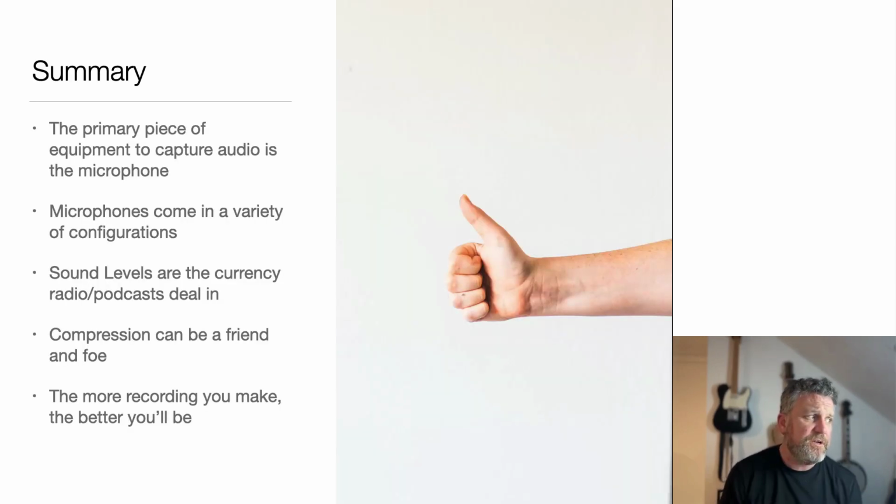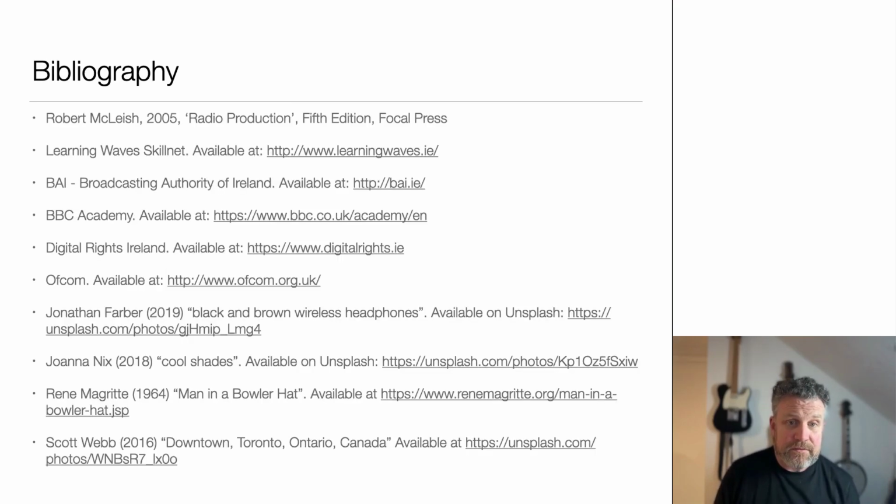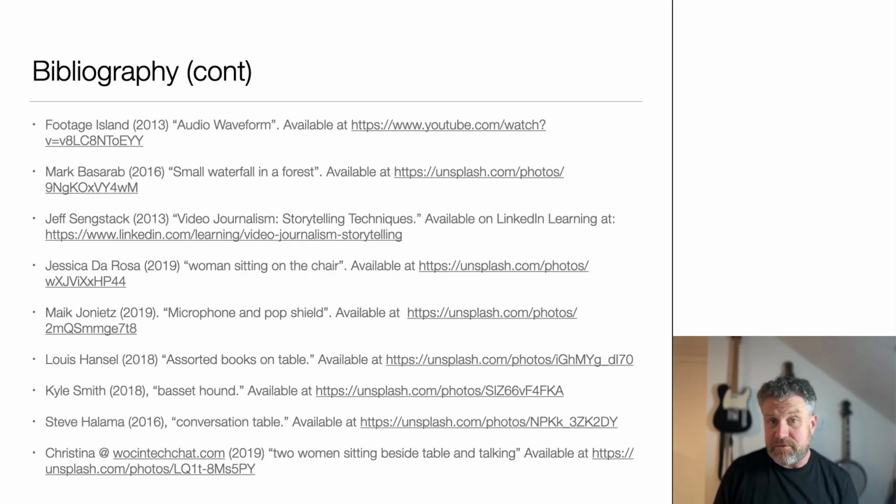So to summarize this section, the microphone is the primary piece of equipment in your tool belt. Microphones have a whole load of characteristics associated with them. Audio compression can be your friend, it can also be your foe, and the more recordings you make, the better you'll get at it. There are a few more references, and we'll pick up with editing next.